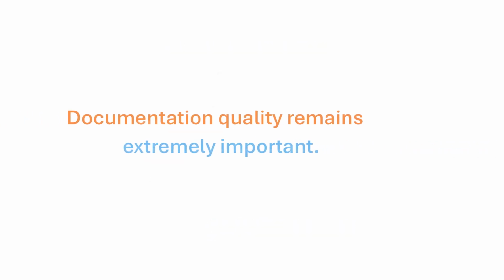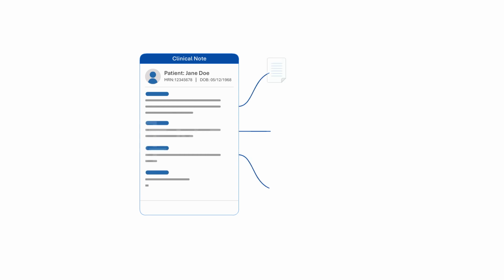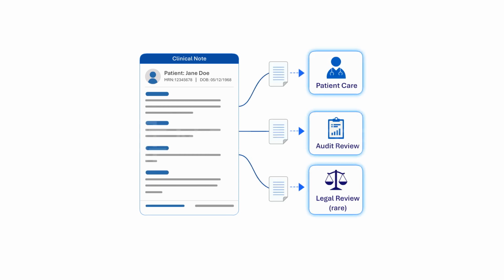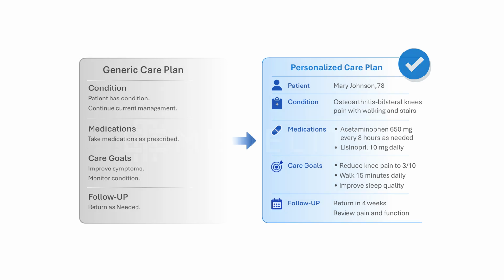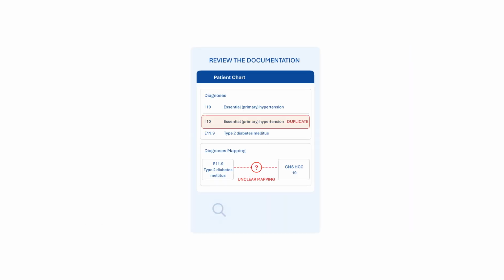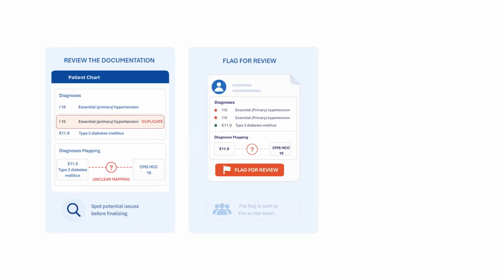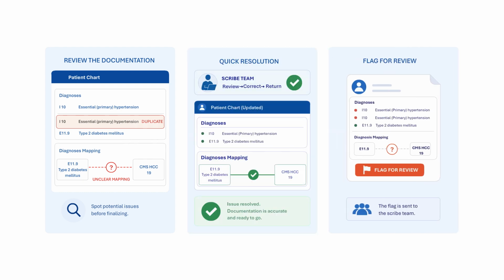Documentation quality remains extremely important. Every note you write may be read by others, including during audits or, in rare cases, in legal settings. Avoid generic language. Make sure your care plan and management notes are specific to the individual patient in front of you. The scribe team has been trained on this, but if you ever see duplication of diagnoses or unclear mapping, please flag it so we can address it quickly.